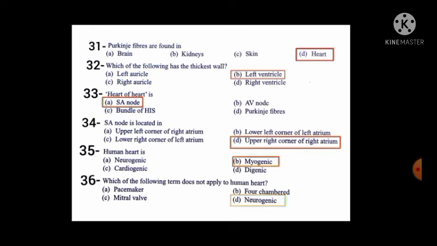Which of the following has the thickest wall? The left ventricle, which requires large power to pump the blood to the whole body. That's why the left ventricle has the thickest wall.